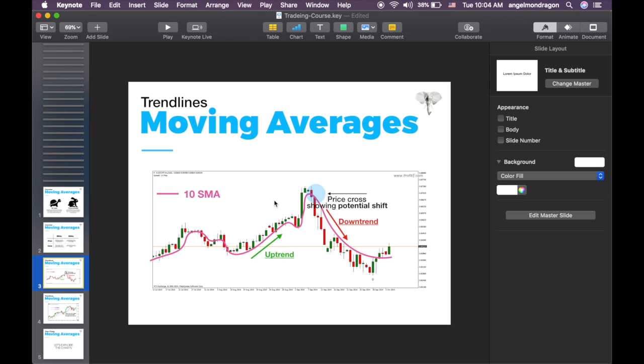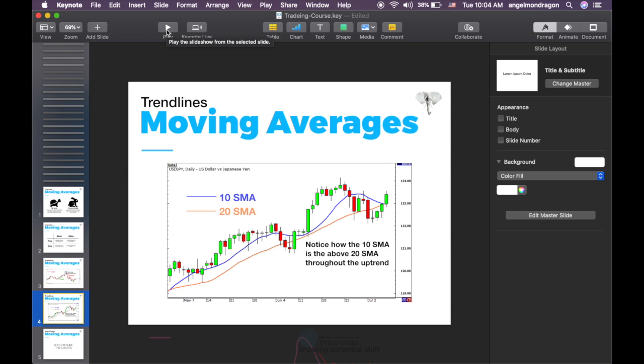So once again, these moving averages, like everything else, are going to be used in conjunction with your trading strategy and should not be used alone to determine whether or not you should get in or get out of a trade. Alright, let's look at moving averages together.